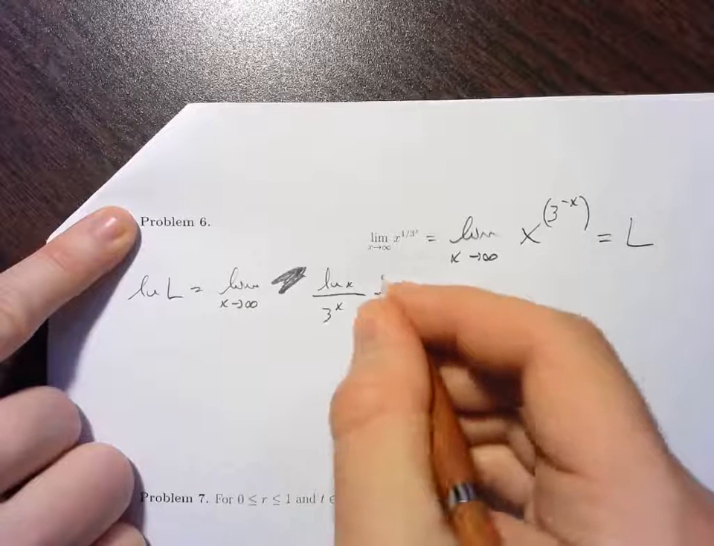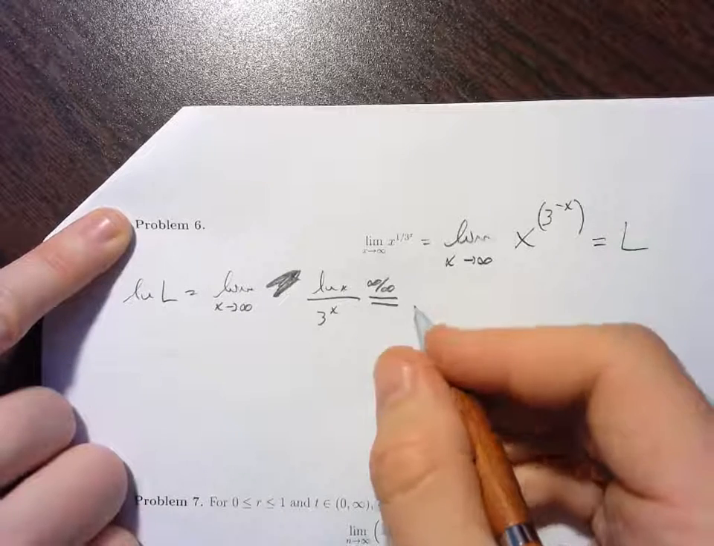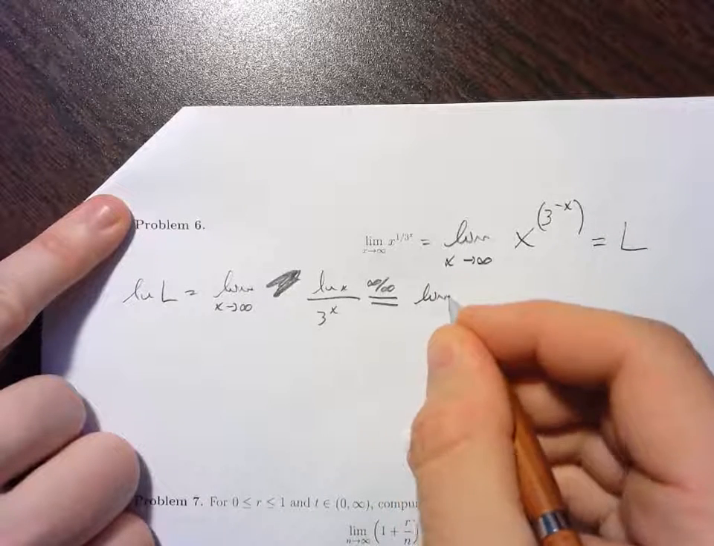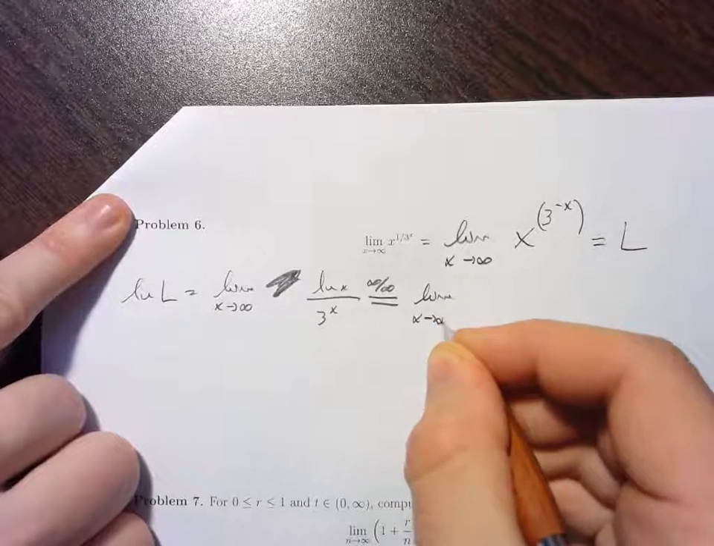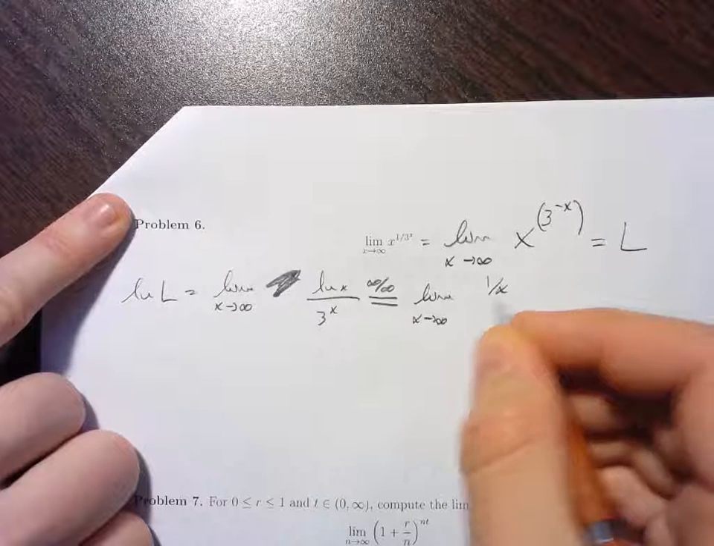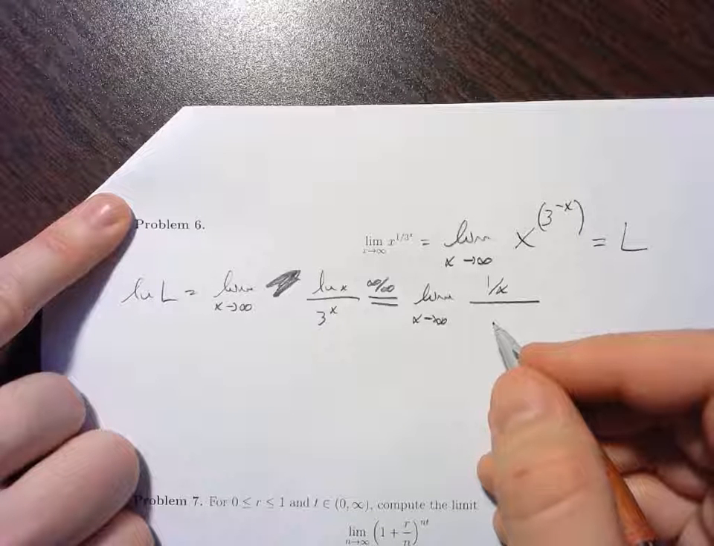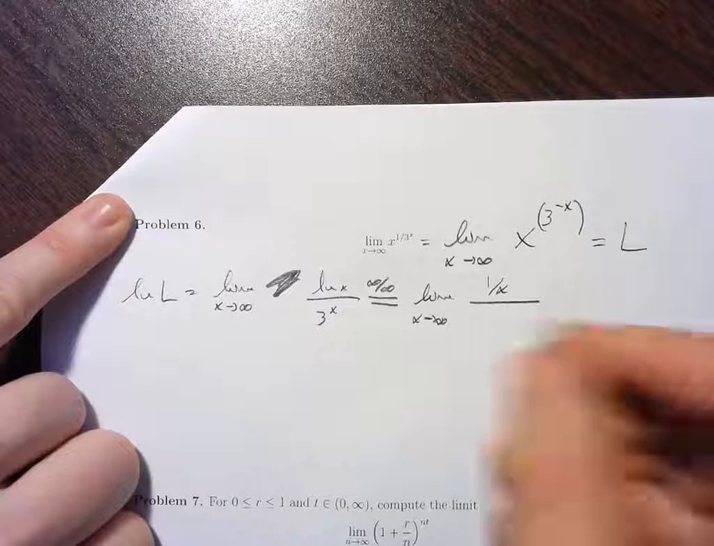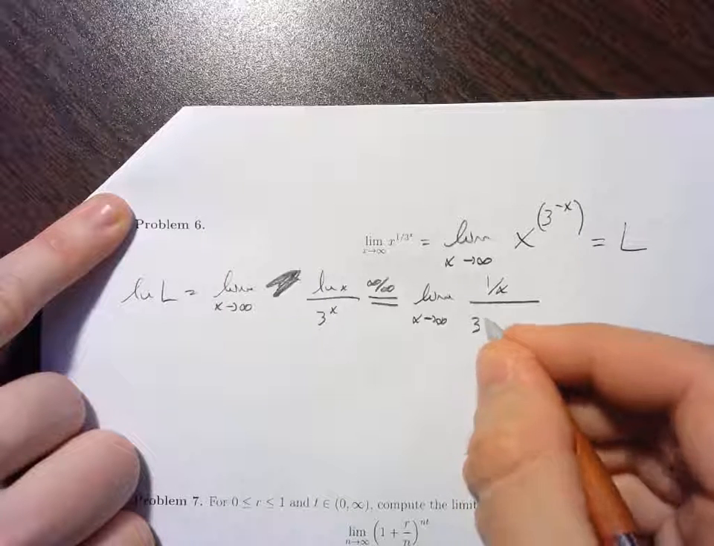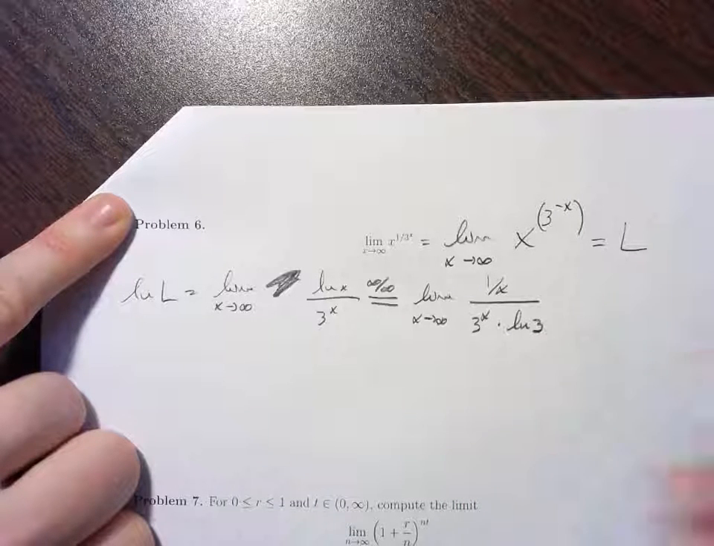So now I use L'Hopital's infinity over infinity case, which means this limit becomes the limit, and on top I'm going to have 1 over x. On the bottom I'm going to have the derivative of 3 to the x, which is 3 to the x times natural log 3. And let's think about what happens now.